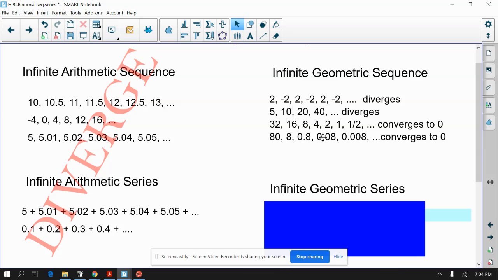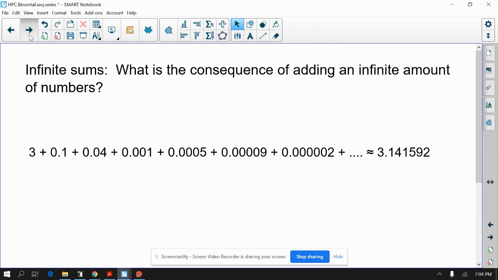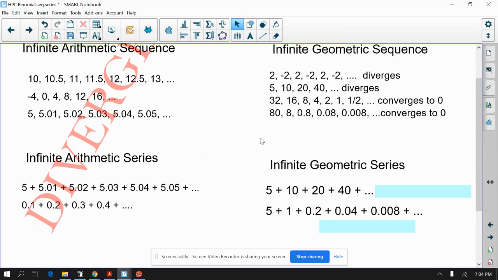Now those are sequences. When you have commas, that's a sequence. You're just listing the terms. A series is if you add all these up. Now, can you add an infinite amount of these things and have it actually land on a real number?